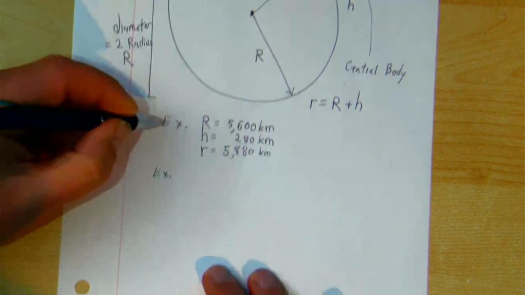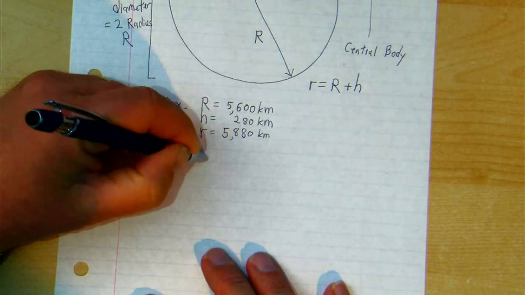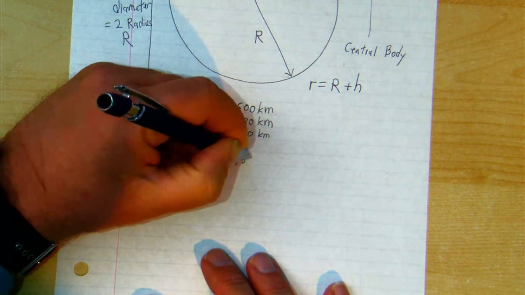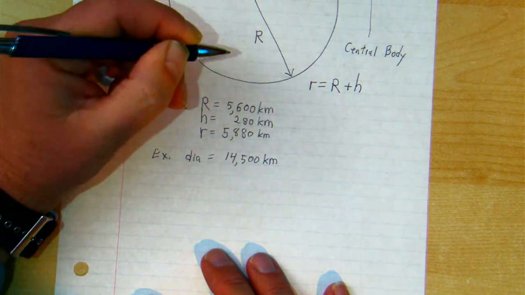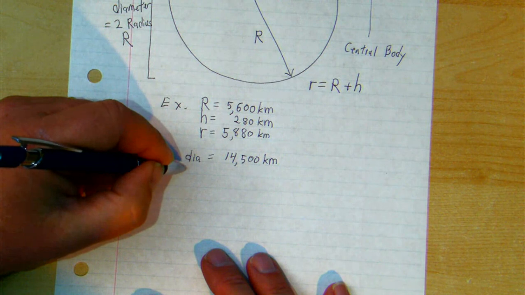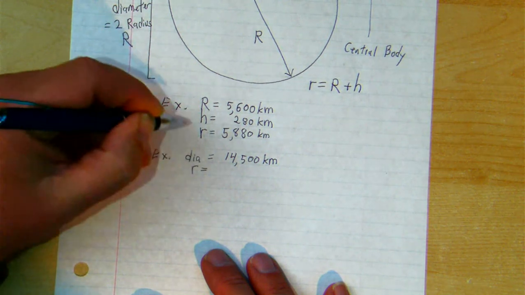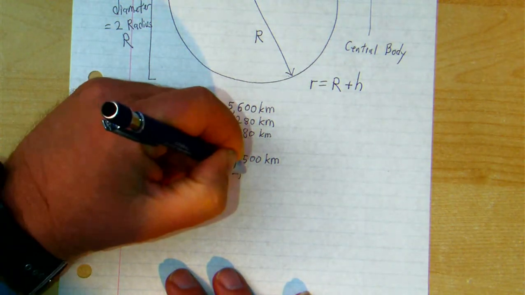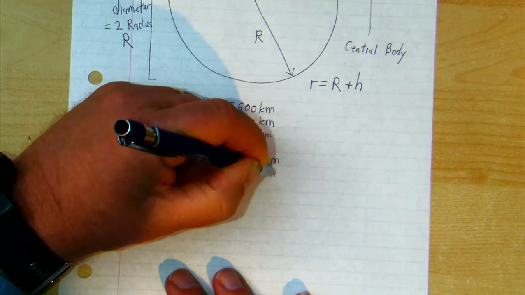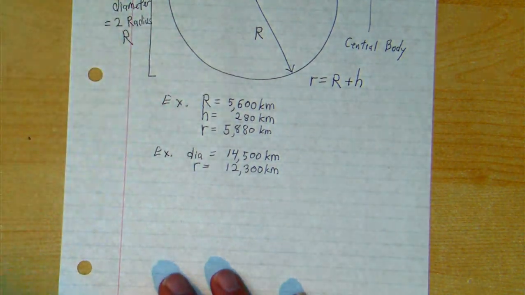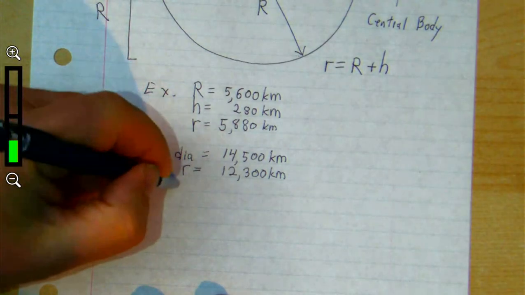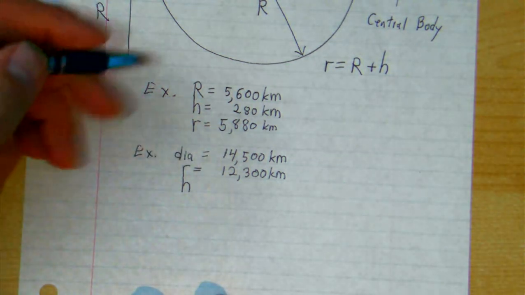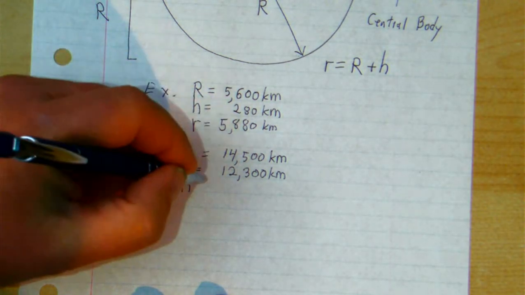Another example. What if I told you that the diameter of some planet is 14,500 kilometers and the orbit radius is 12,300 kilometers. Okay, so what's not known? What's not known is the altitude above the surface of this planet.